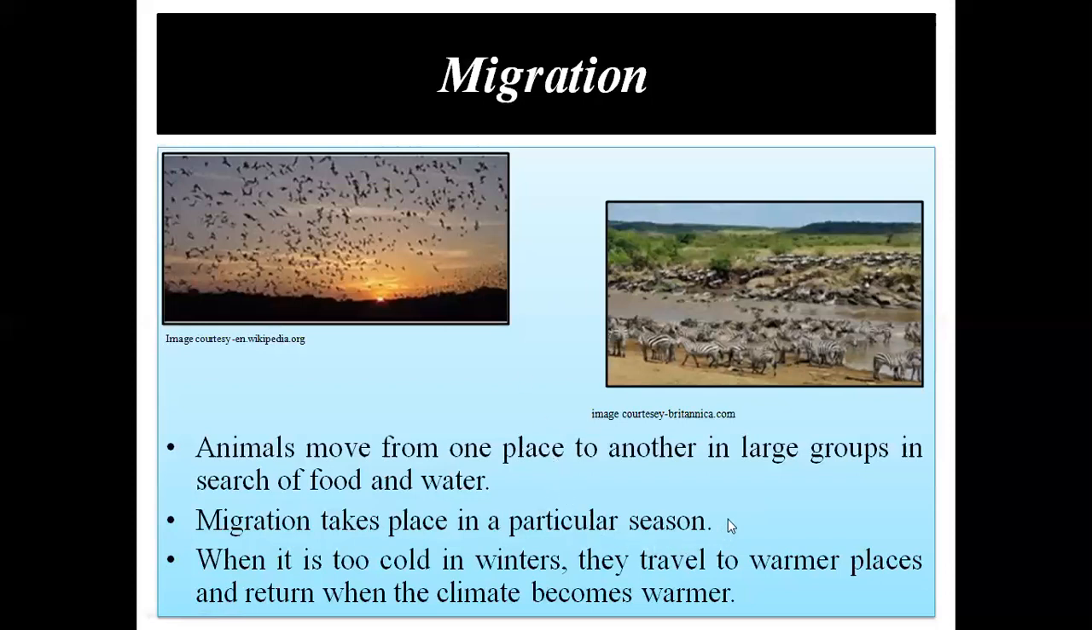You might have observed that some types of birds and animals visit in a particular season, then again they are not visible in other seasons. They come back again in the same season. When it is too cold in winters, they travel to warmer places and return when the climate becomes warmer. Similarly, if they are in warmer places and there is extreme heat, they go to colder places, then again they return to the warmer places.